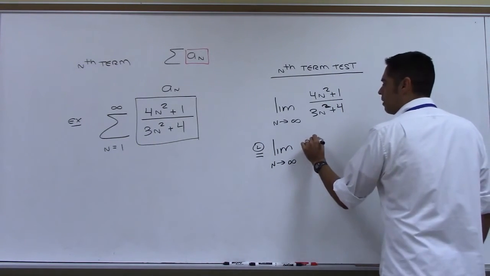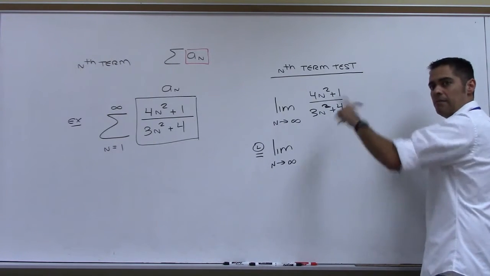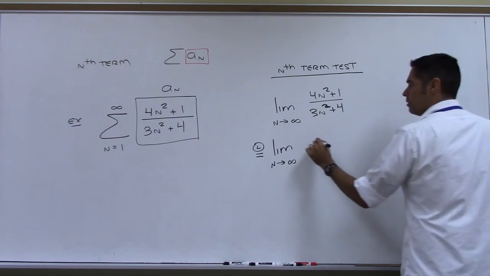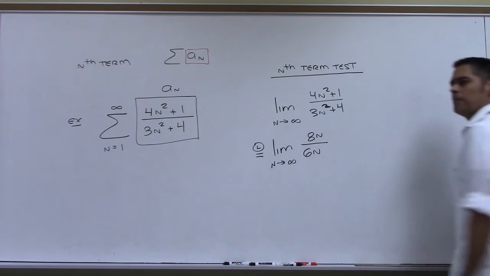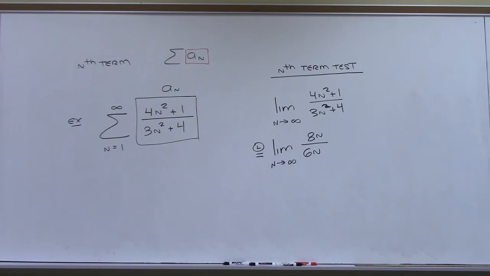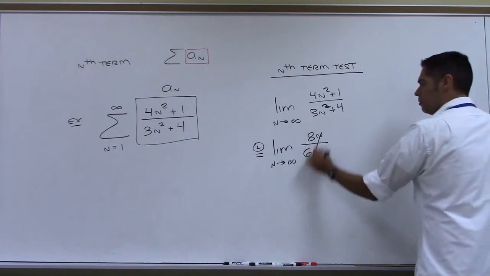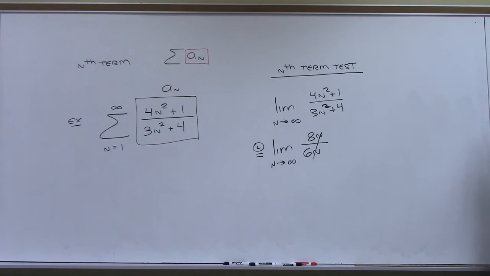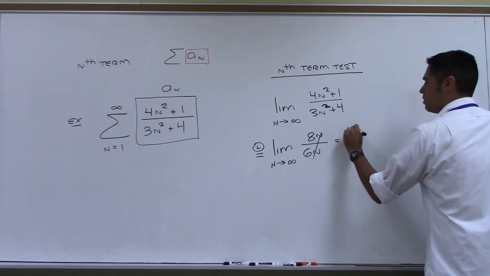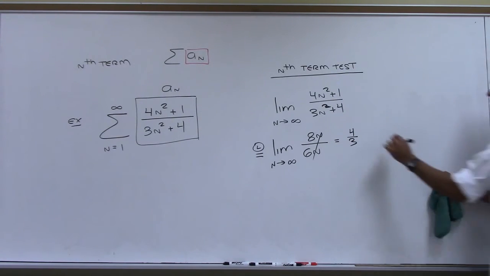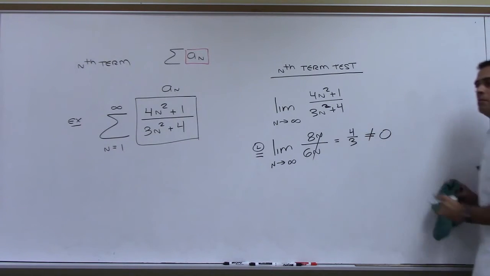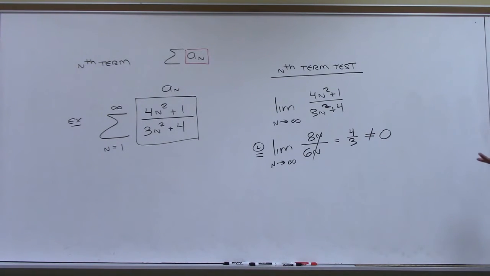But I think we could all agree that we could easily get to x and then back. So we would get what, 8n over 6n? Agreed? The n's would cancel, and you no longer have a problem, right? This is just 4/3. So that number is not 0. And because it's not 0, the nth term test tells us what?